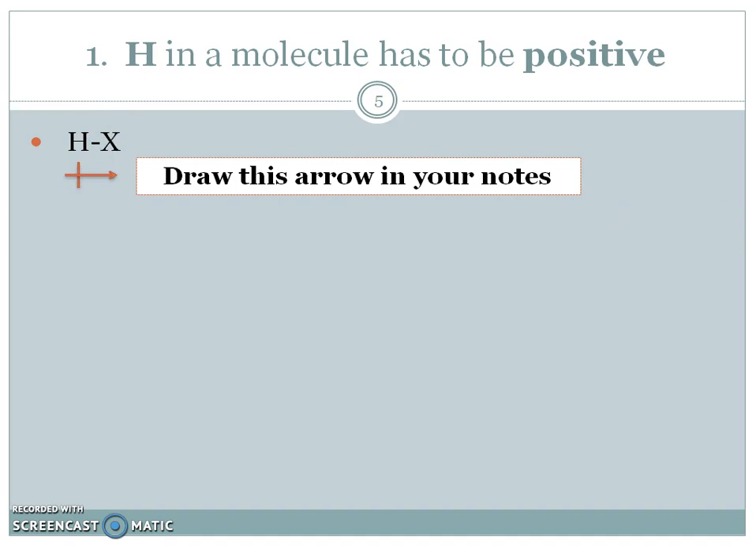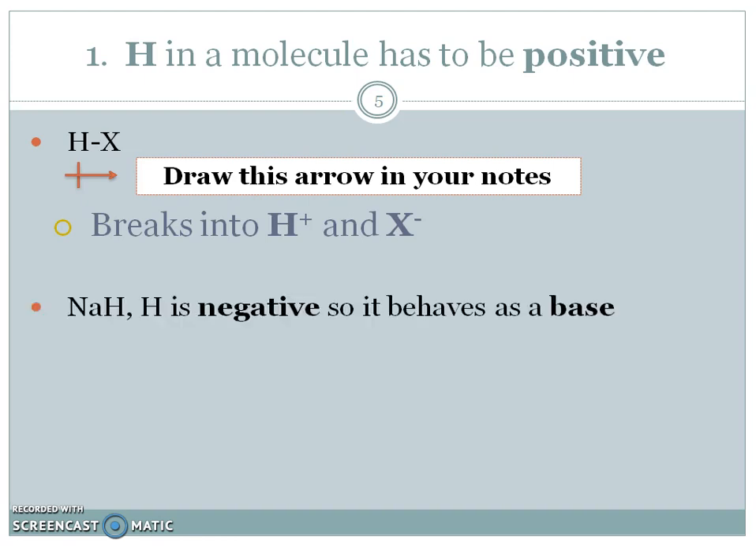And we've seen this before when we talk about polar molecules. So it breaks up into H plus and X negative. Now remember that X negative could be a regular element, or I should say an ion with a negative charge, an anion, or a polyatomic ion. And a lot of times it's signified with A when we're dealing with a weak acid, HA.